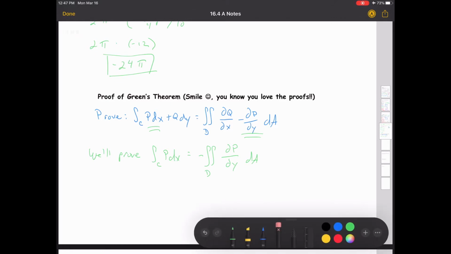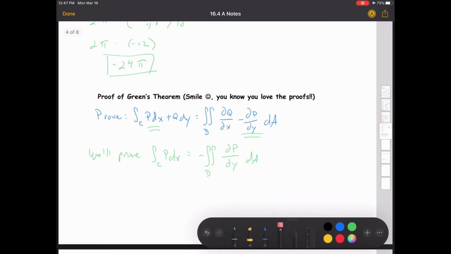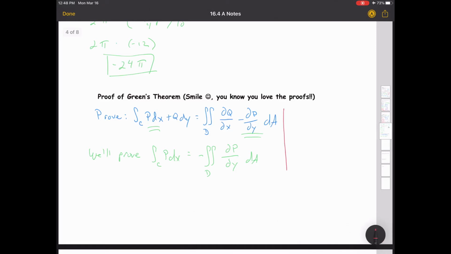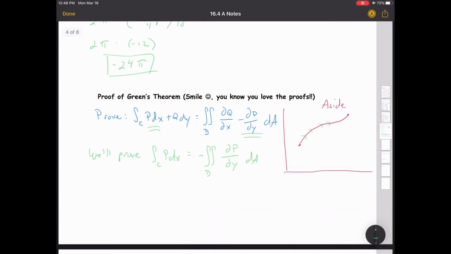There's going to be an aside over here. There is an aside, and the aside says that if I have some kind of a curve which goes from a point to a point, we're going to call that, not C1, just C.